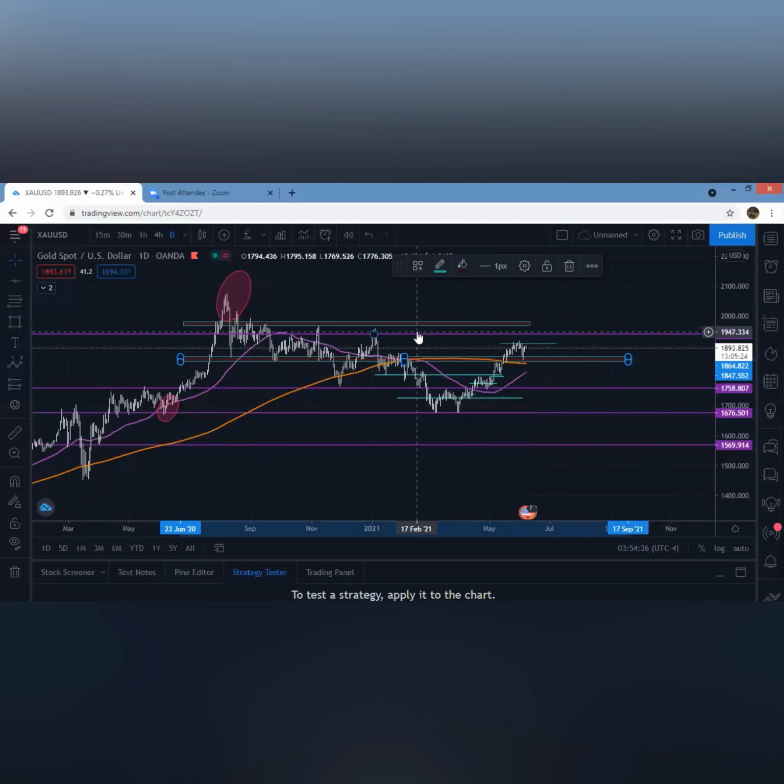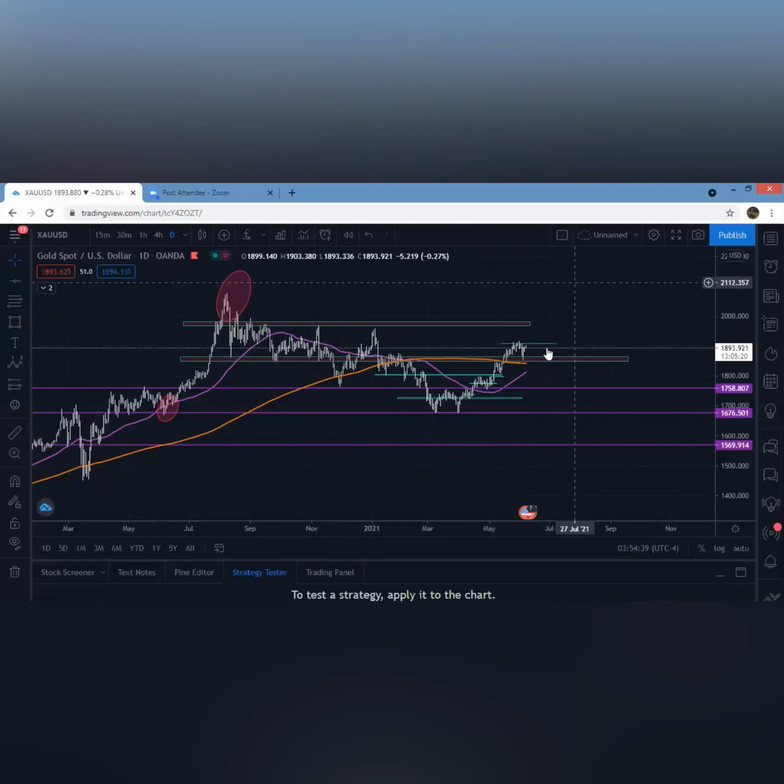And I'm sorry, I probably should have cleared some of this out. I was already marking up, so I probably should have cleared out some of these lines to make it easier for you to see, but we're in it now, so it's all good.